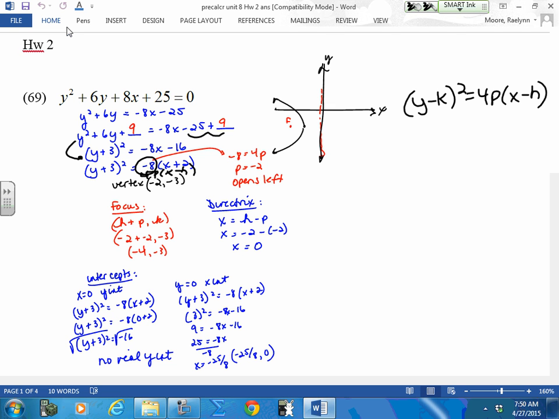Your intercepts, can everybody do the intercepts? Yeah, we can see that there's no y-intercepts. So that you know when there's no y, take the square root of a negative number, but you have to show me algebraically. So do the algebra part, plug it in.